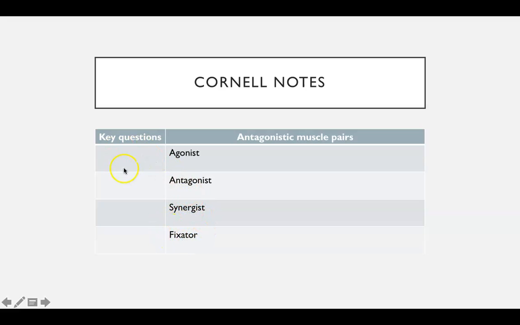Remember, I need quality questions within this. I am going to ask a certain amount of you to randomly send me photos of your Cornell notes so I know that you are doing them.